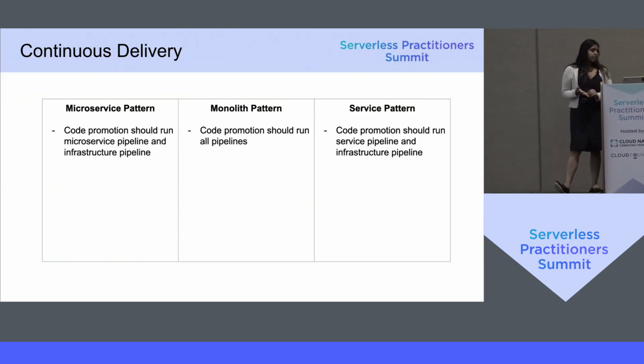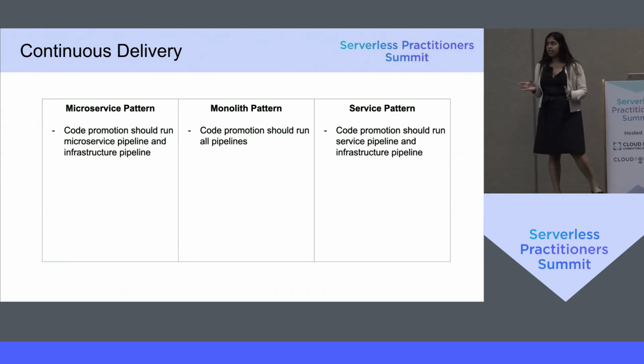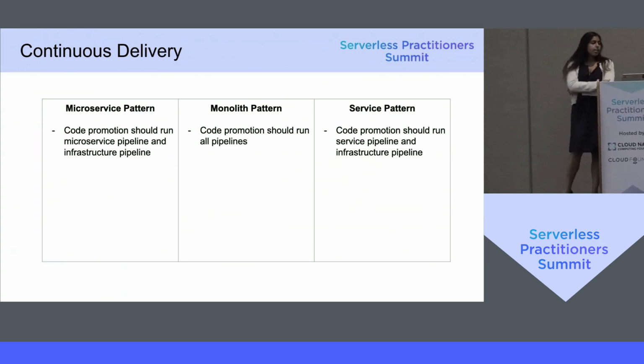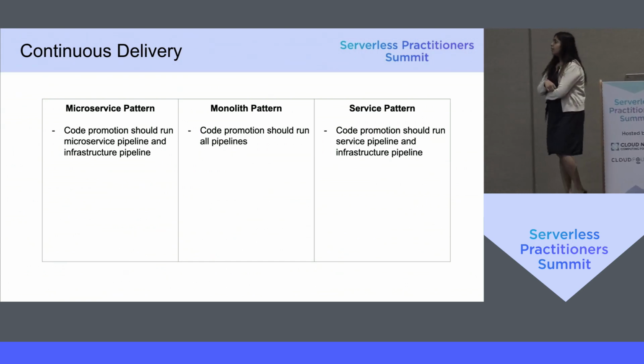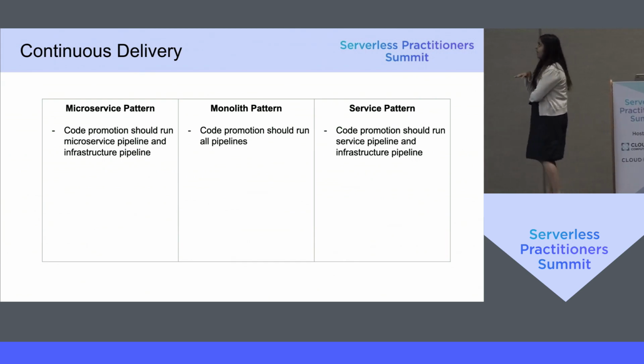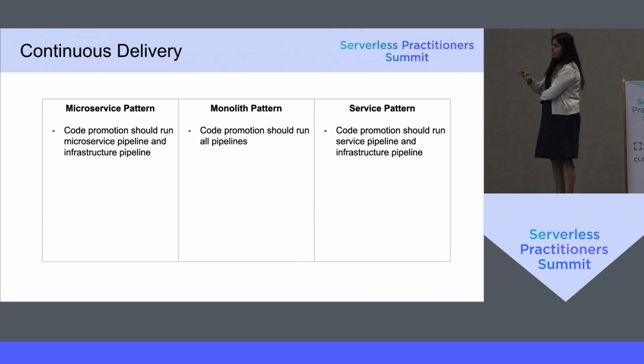Okay, and then for every single pattern, you want to have a different type also, right? So for microservices and services, when you promote your code, you should run your microservices pipeline and then push to the infrastructure. And then in every environment, you should be making sure that everything passes for that. And then obviously you'd be pushing features. You wouldn't be pushing all of your changes. Every feature should be inside of a separate function.